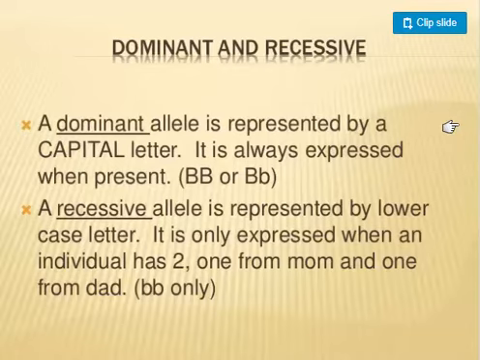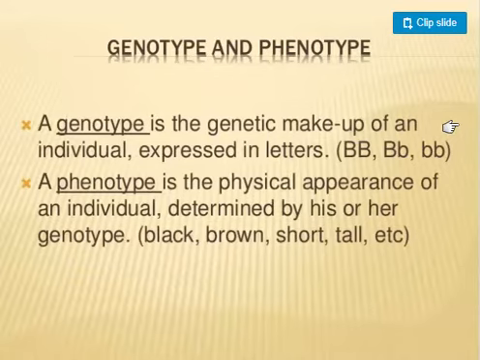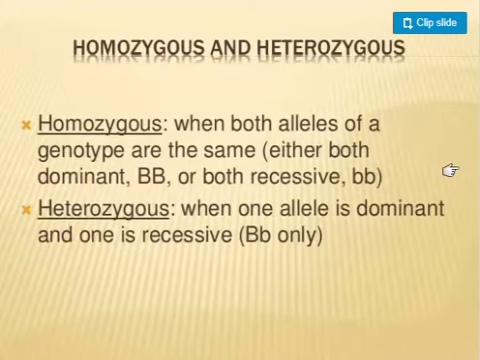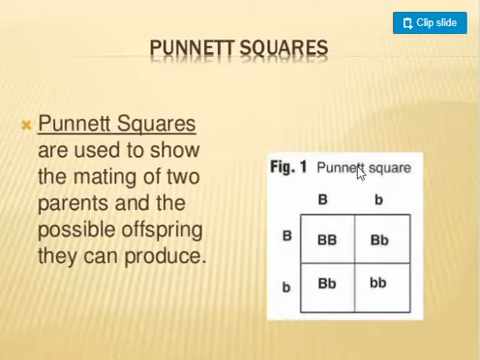Then we're going to talk about how we're going to represent all of this. The genotype is the genetic makeup, and the phenotype is the physical appearance. And whenever we try to represent some of the genes, we use what we call a Punnett square. The Punnett square is a grid system for predicting all the possible genotypes resulting from a cross. The axes of the grid represent the possible gamete genotypes of each parent. The grid boxes show all the possible genotypes of the offspring from those two parents.